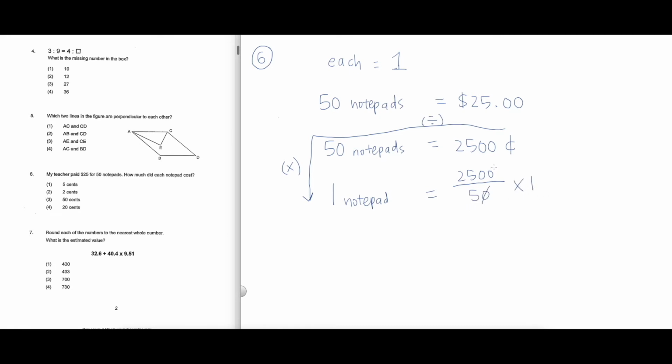So cancel away the zeros first. 250 divided by 5. Do it with me. Come. On the right side. Alright. So my answer is going to be 50 cents. Very straightforward. So your option is 3.